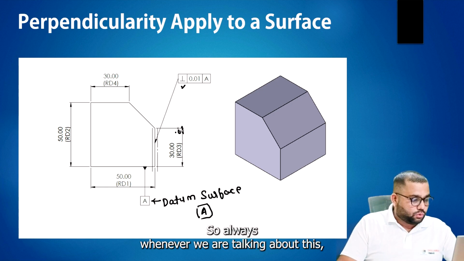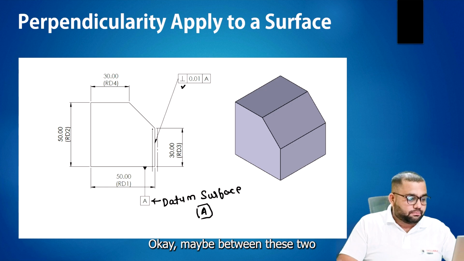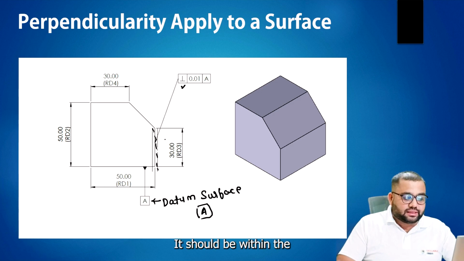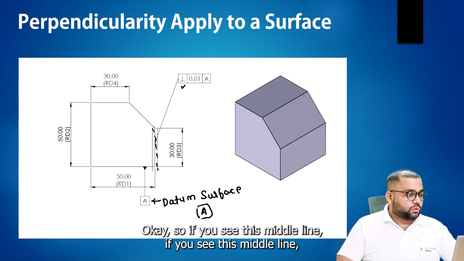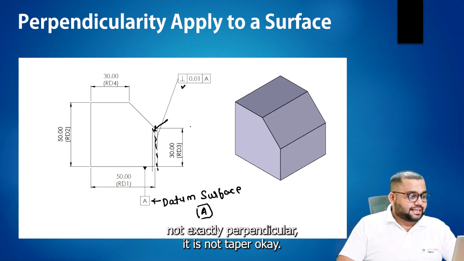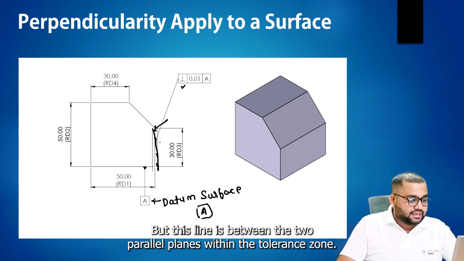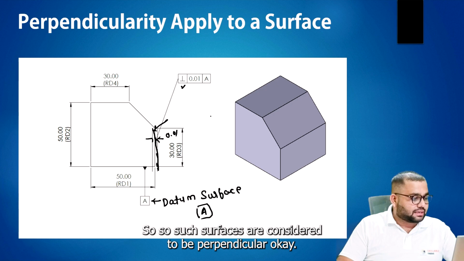Okay, so whenever we are talking about this, the actual surface can take any shape within these two parallel planes. Maybe between these two parallel planes, the surface can lie like this. It should be within the two parallel planes, under the tolerance zone. If you see this middle line, which is not exactly perpendicular, it is in taper. But this line is between the two parallel planes, within the tolerance zone. So such surfaces are considered to be perpendicular.